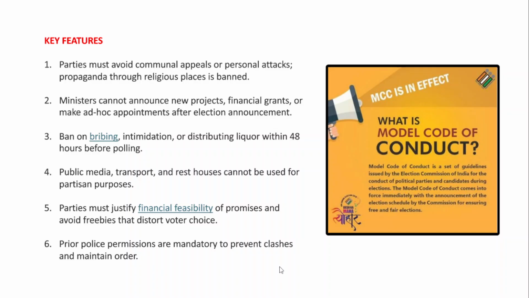Now let's understand the key features of Model Code of Conduct. During elections, party campaigns and rallies, parties and the candidates must avoid communal appeals on the basis of religion, caste, or ethnicity. They must avoid these appeals and personal attacks as well. Propaganda through religious places is also banned as per the Model Code of Conduct. When Model Code of Conduct is enforced, the government ministers cannot announce new projects, they cannot announce financial grants for various welfare programs, and they cannot make any ad hoc appointments after the election announcement, because immediately after election announcement, the Model Code of Conduct will come into existence.